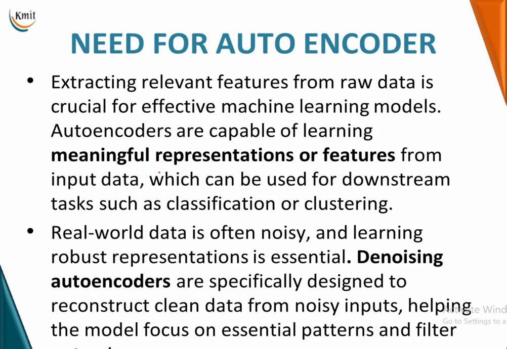Because the data is unlabeled, autoencoders can very easily extract the representations or the features out of the data, and it can be helpful for clustering or classification. Second is to remove the noise. Your real-world data is often very noisy, and learning robust representation, of course, is essential. So denoising is required. Denoising autoencoders are specifically designed to reconstruct your data from any noisy input, and they help your model focus more on essential patterns, thereby filtering out any noise present in it.